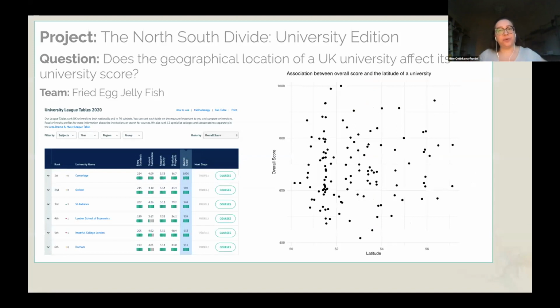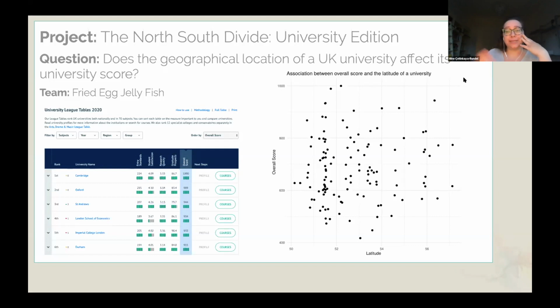So after having gone through this case study in the class, here's an example from one of the teams from my class. This was Team Fried Egg Jellyfish. And they wanted to ask the question, is there a north-south divide in the UK in terms of university satisfaction? So they found this website that has data on student satisfaction about universities. And what they did is they also, from a separate source, got latitude and longitude information for the universities and plotted them against each other. This is only one of the many plots they made. And it looks like, no, there actually isn't, which they thought was nice.